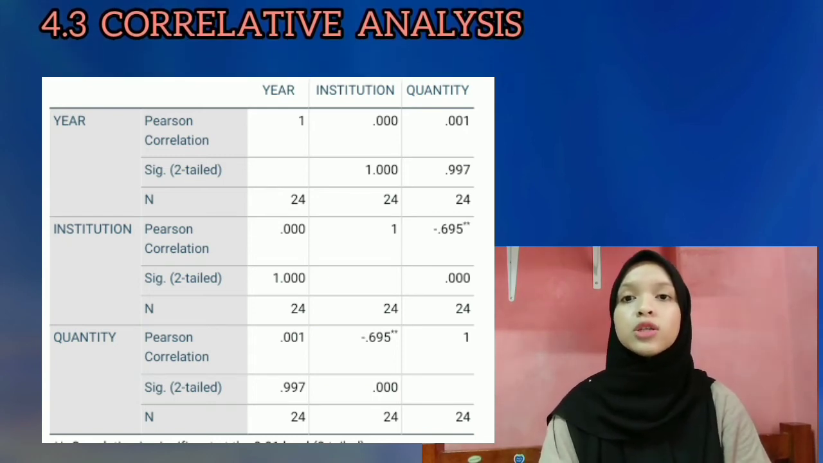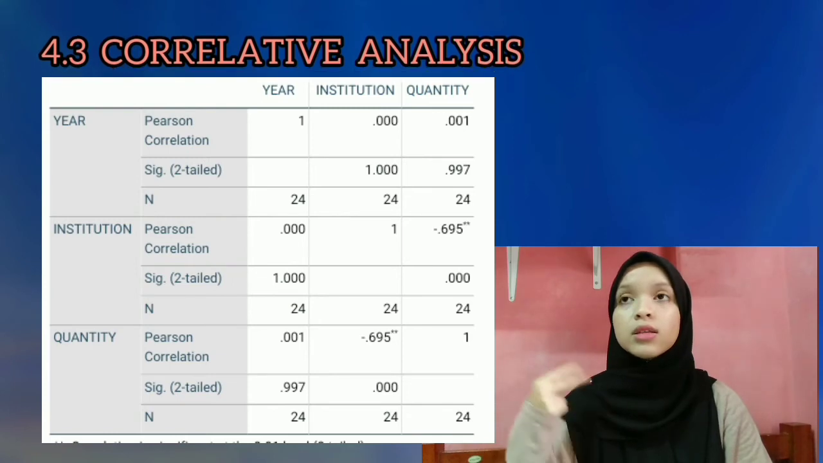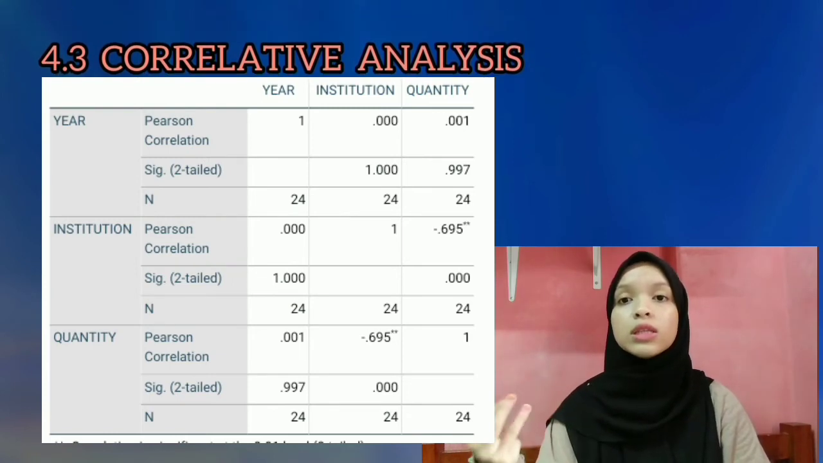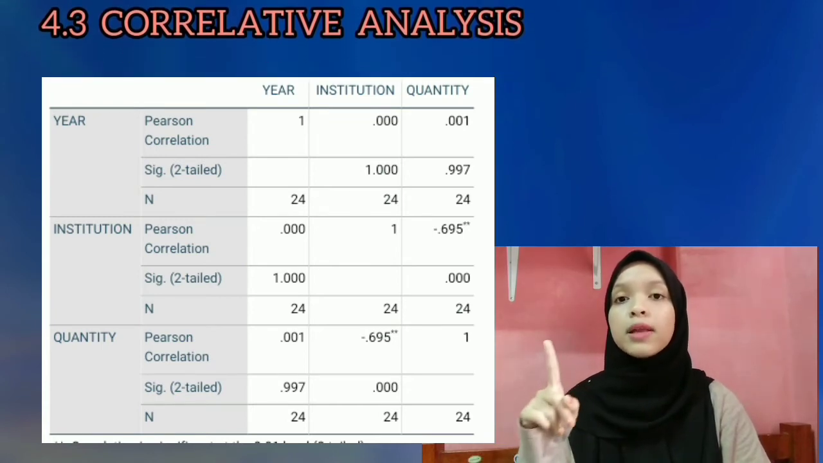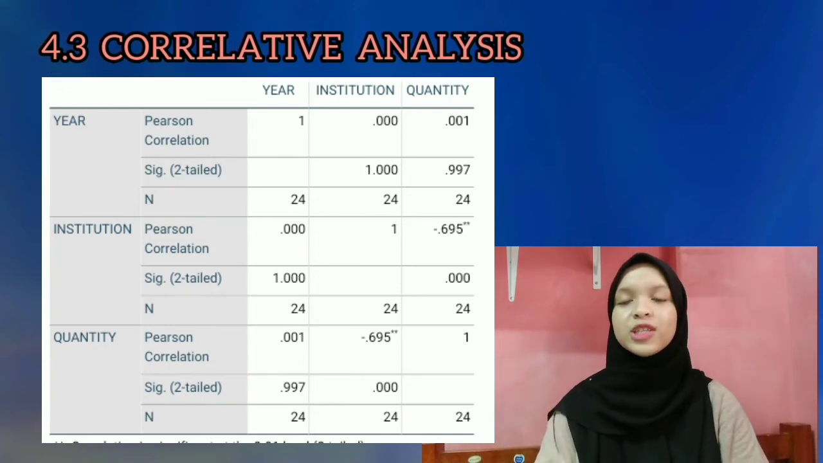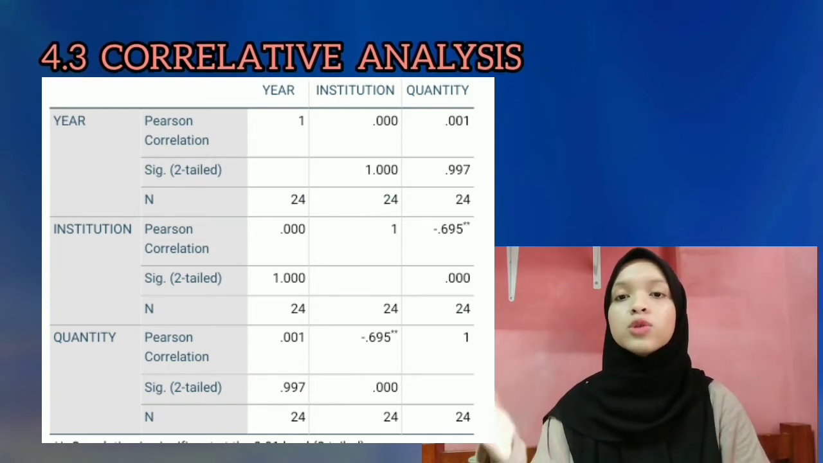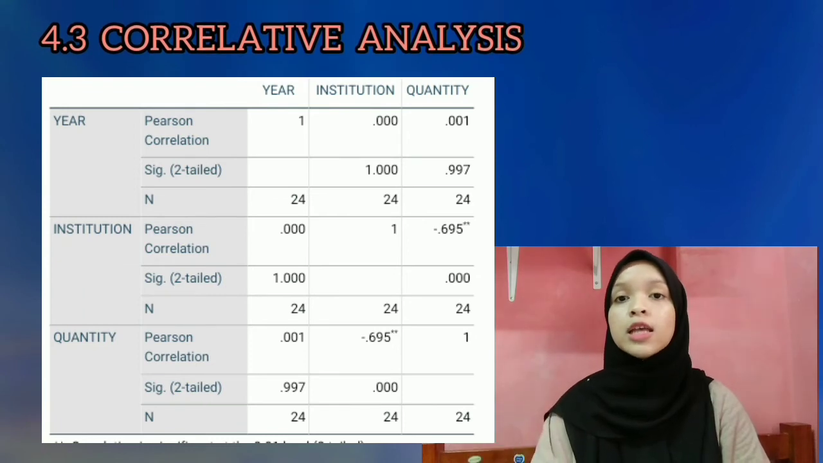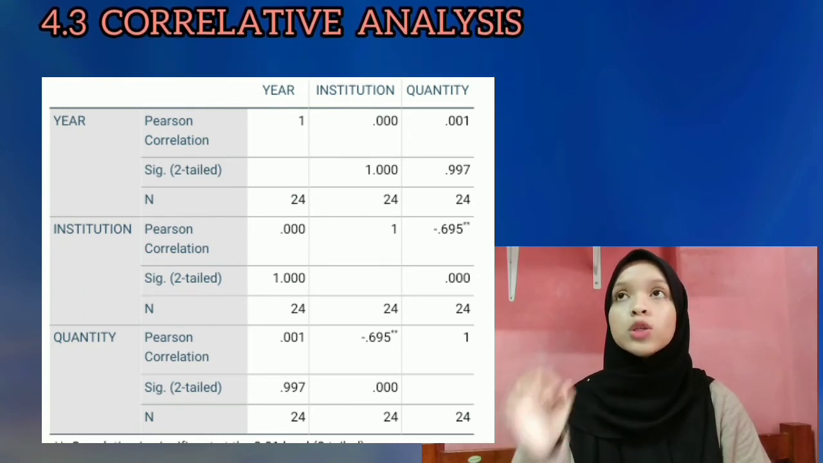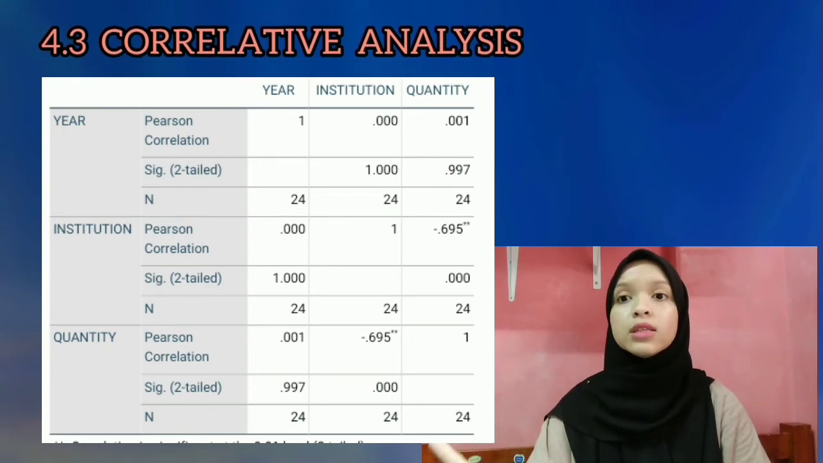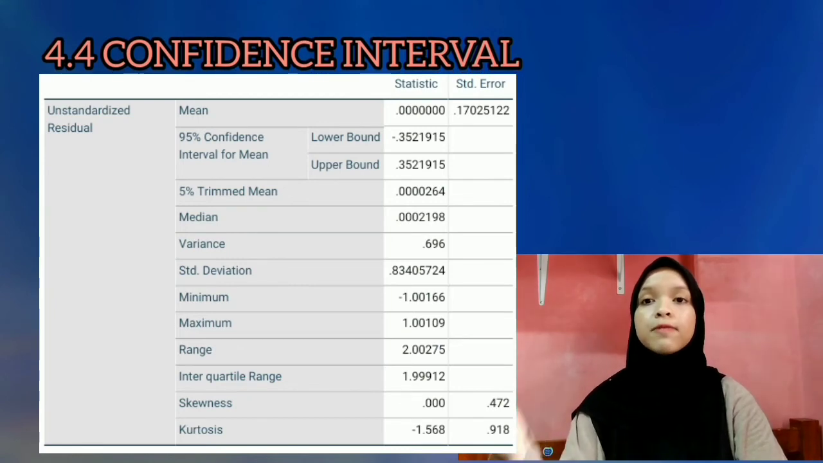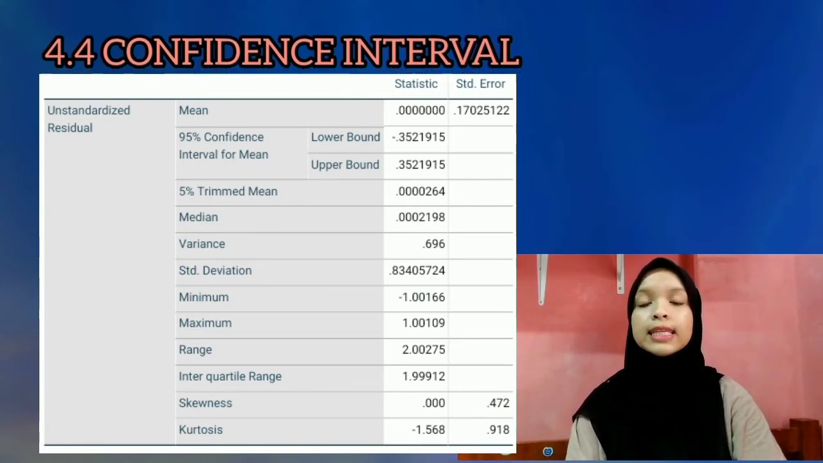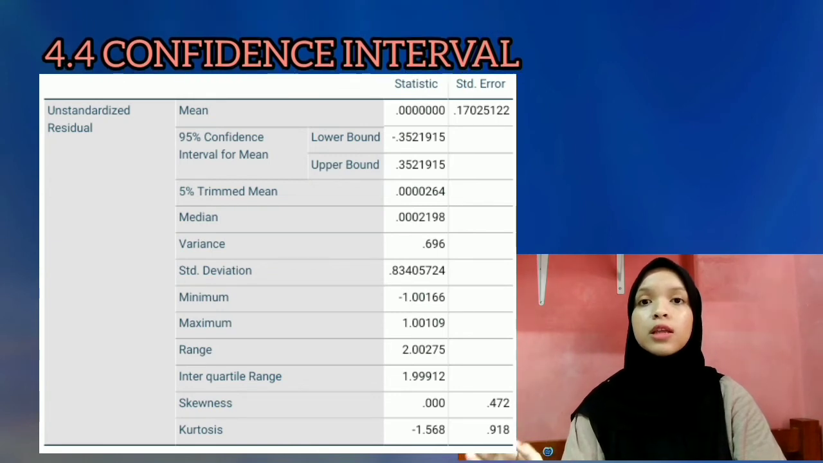The Pearson correlation between years and years, institution and institution, as well as quantity and quantity is 1. That means a value of R of 1 implies a perfect correlation. However, the correlation shown in the table above is significant at the 0.01 level. Next, confidence interval. We use the 95% confidence interval, that is 0.05 significance level.